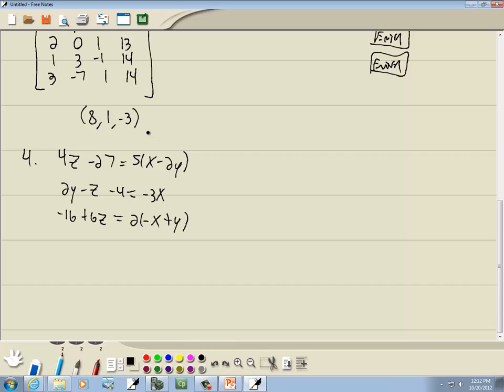Okay. Well, I got parentheses, so I need to get rid of those parentheses first. So I got 4z minus 27. 5 times x is 5x. 5 times negative 2y is negative 10y.